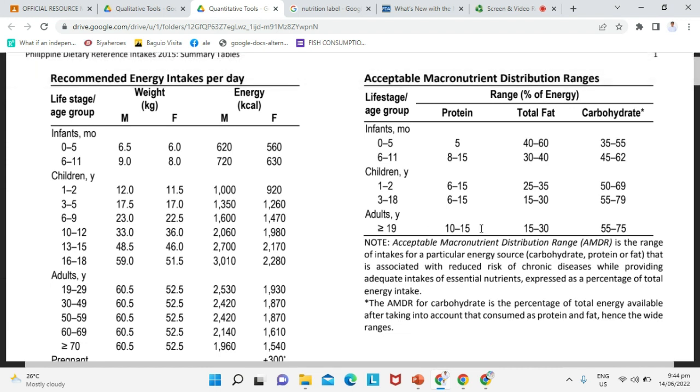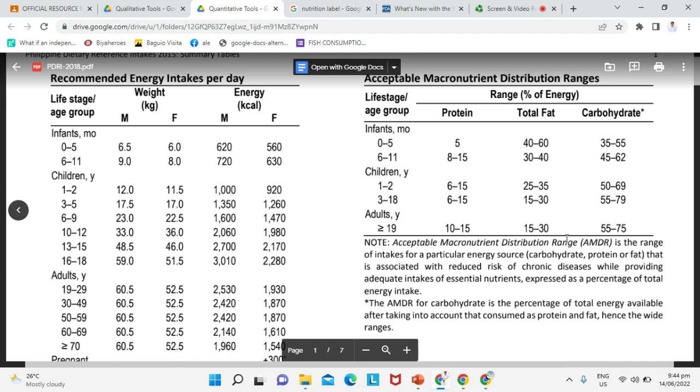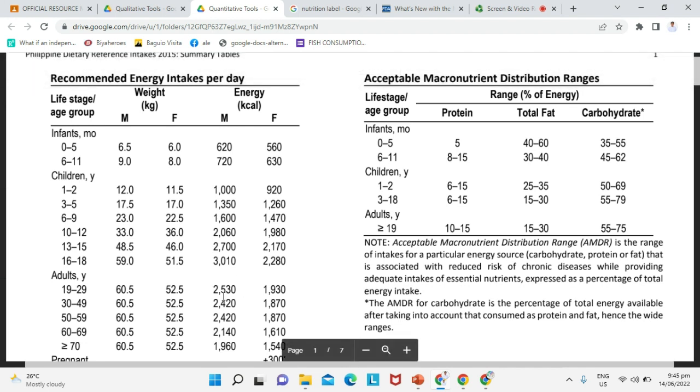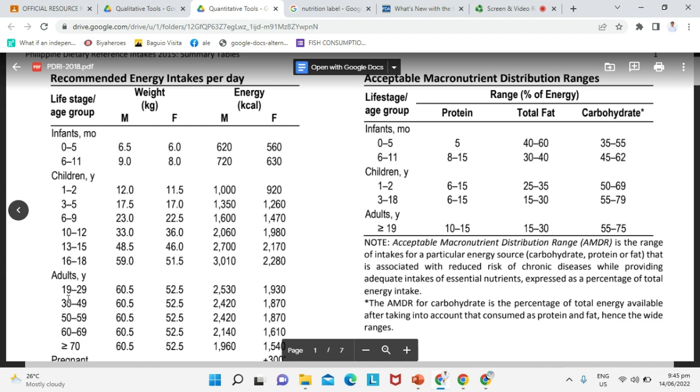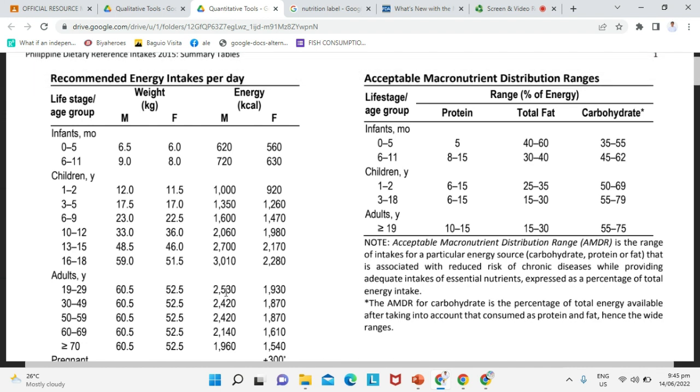So any within the range can actually be used, no? Okay? So say for example, pwede ta mag-set nga for protein 15%, sa fat 25%, and carbohydrates 60%. That's 60% with a total of 100. Sige. So ato na i-compute ha. Sige. So say for example, kani atong gamiton 2,530 for a male adult aged 19 years old. So ang ilahang energy requirement is 2,530.